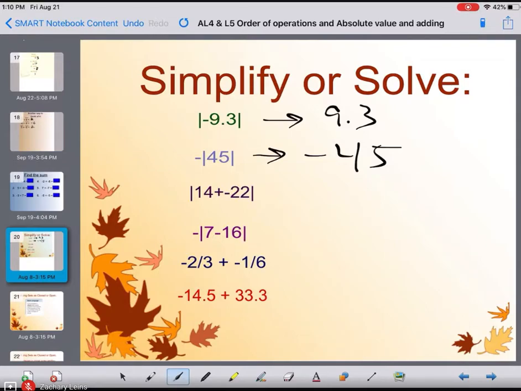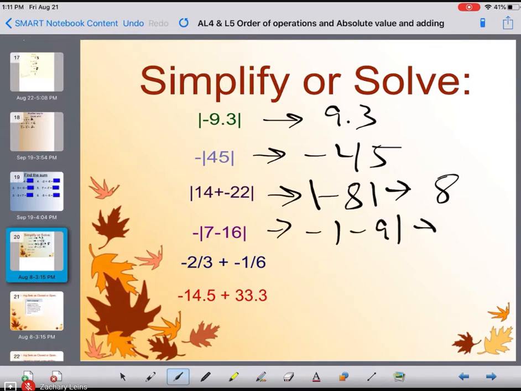All right, so 14 plus negative 22. 22 minus 14 is 8. The 22 is larger and has the negative, so we're going to keep the negative sign. So we're going to get the absolute value of negative 8. Then that's just going to equal 8, because remember, absolute value is the positive distance. Here, 7 minus 16. I'm going to do 16 minus 7 is 9, but 16 is negative, so we're going to get the negative absolute value of negative 9, and therefore we're going to get negative 9, because the absolute value of negative 9 is 9, and the negative out front stays there.